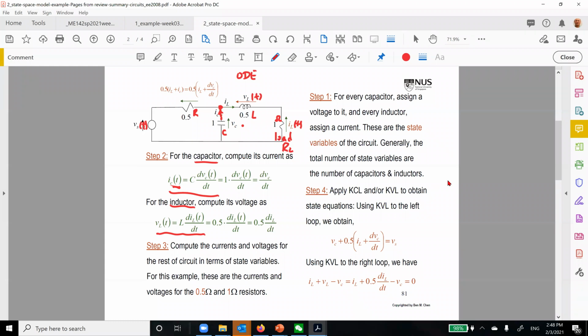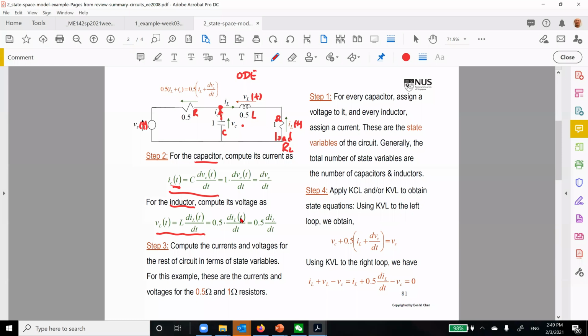So that's a KVL on the left loop, and a KVL on the right loop. So you have an IL, VL. This is the voltage in here. This IL times 1 is the voltage here. Then minus VC, and this should be 0. So I have simultaneous equations from the KVL and KCL, and I also have this connection.